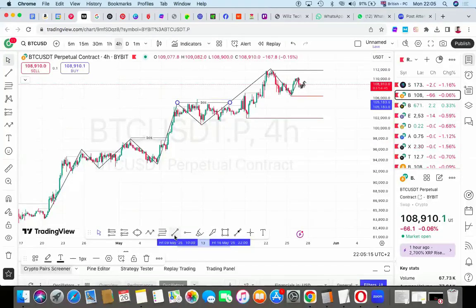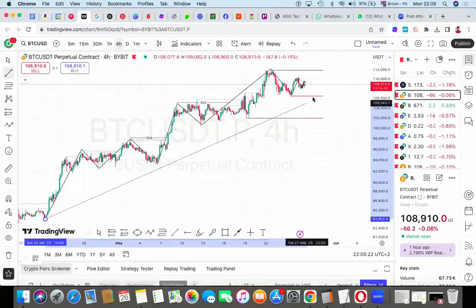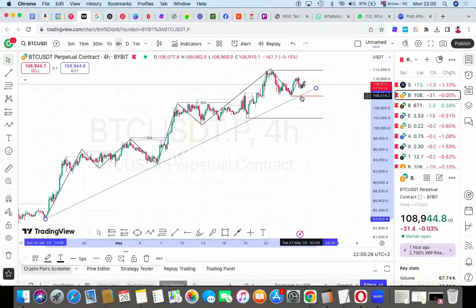Why do we call this an uptrend? If you pick your trend line and draw from the bottom here all the way to the upside, you can see clearly that we have an uptrend. Okay, this is our 4 hours time frame. There is an uptrend.